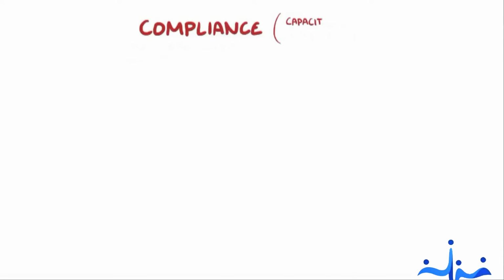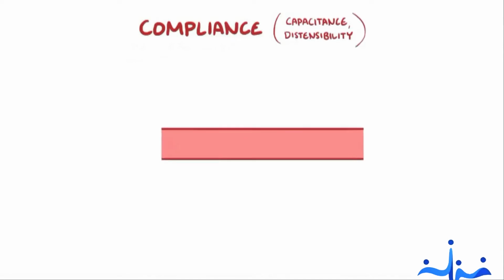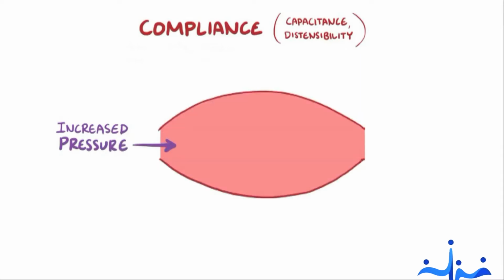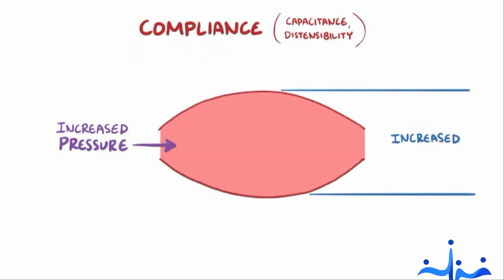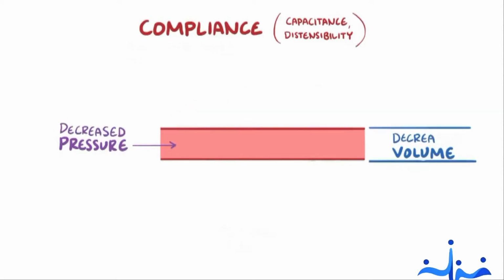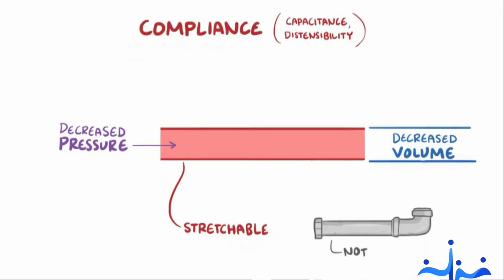Compliance, which is sometimes called capacitance or distensibility, refers to the ability of a blood vessel to respond to an increase in pressure by distending or swelling and increasing the volume of blood it can hold, or on the flip side, with decreased pressure, a decrease in volume. The way that this applies to blood vessels is to remember that they're stretchable tubes, like rubber hoses, rather than lead pipes.